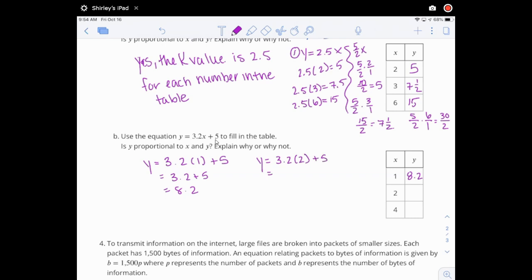We can break this into parts. 2 times 3 is 6. 0.2 times 2 is 0.4. So we get 6.4 plus 5. 6 plus 5 is 11. So we have 11.4. And now I'm going to plug in a 4.